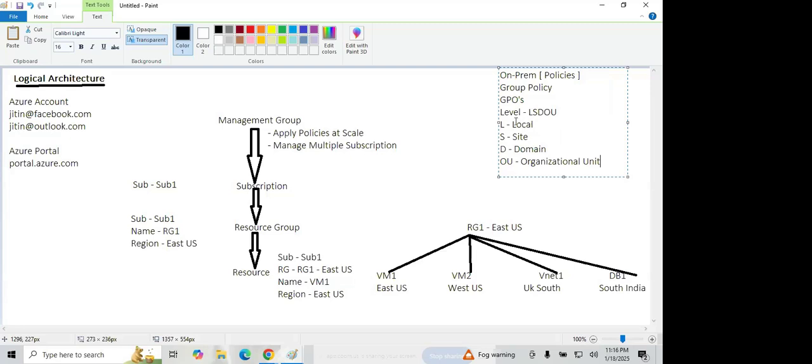Right. So basically, let's say I only want to apply a policy to my laptop. That is local to me. So using the local group policy editor, I can apply the policy to my machine.